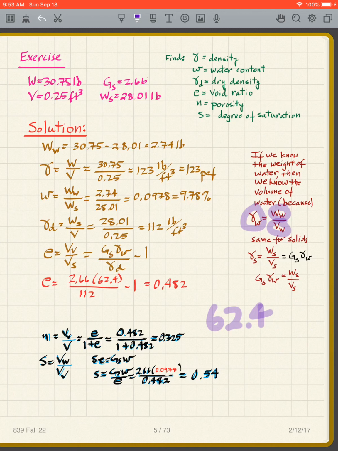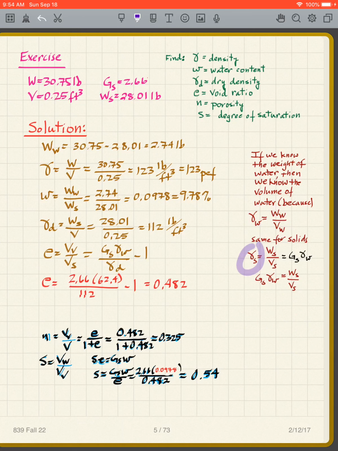If I know the volume of the water, I know the weight of the water. So you can always remember that. These are all just weight and volume problems. So it's all about just getting the weights and the volumes. That's all you need. And you can solve every problem. If you got the weights and volumes, you can solve every problem.